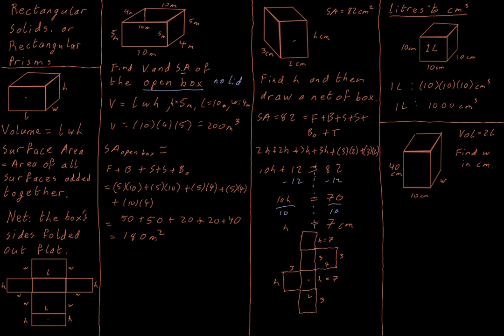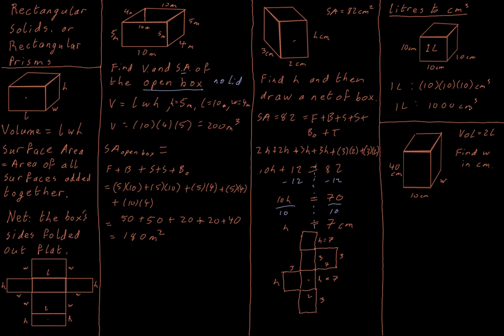Now let's have a look at converting between liters and centimeters cubed. This is ways of comparing volume. We use liters in lots of daily activities, and in science we tend to use centimeters cubed. So the key thing to remember is that 1 liter is a box, or a cube I should say, that has sides of 10 centimeters. So that means 1 liter would be 10 by 10 by 10 centimeters cubed, or 1,000 centimeters cubed.